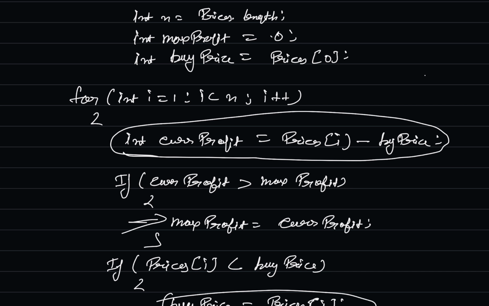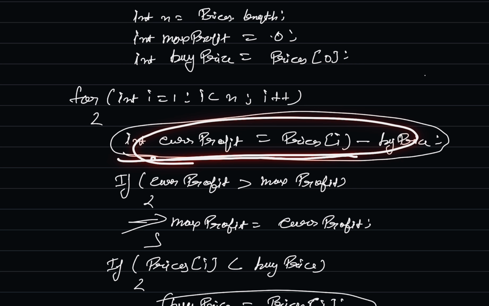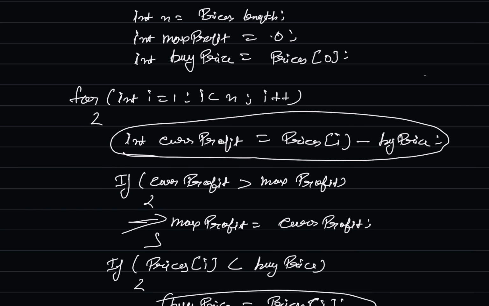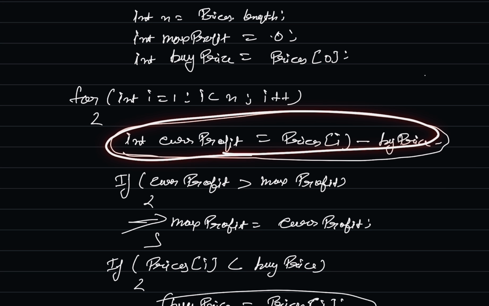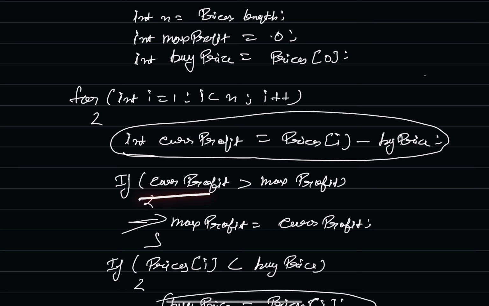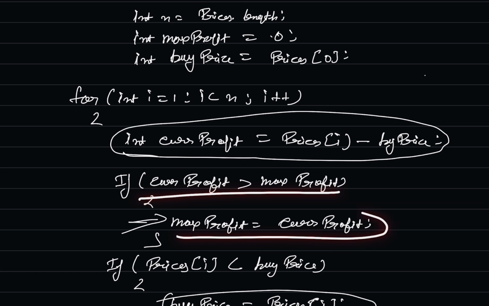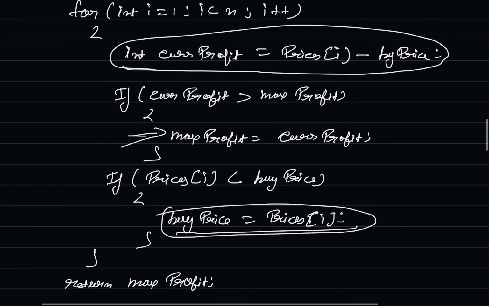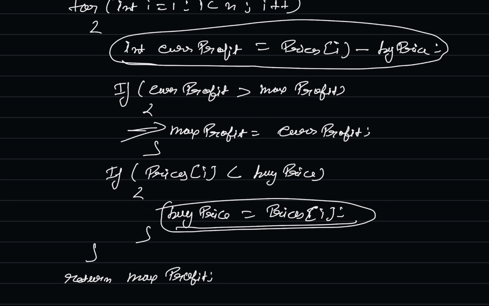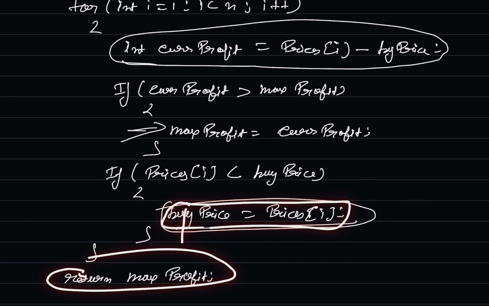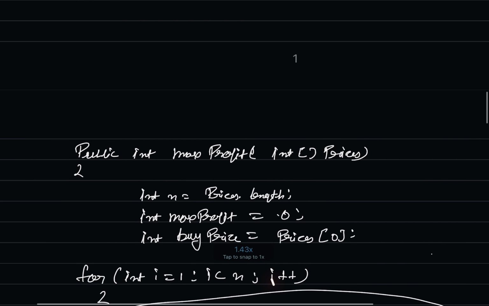Now in this loop I calculate the current profit using this line. If my current profit is greater than the maximum profit, then I update it with the current profit. Now I also check the second condition: if my current price of the stock is less than the buy price, then I update the buy price with my current price of the stock. Then I return the maximum profit. So this is the complete logic.